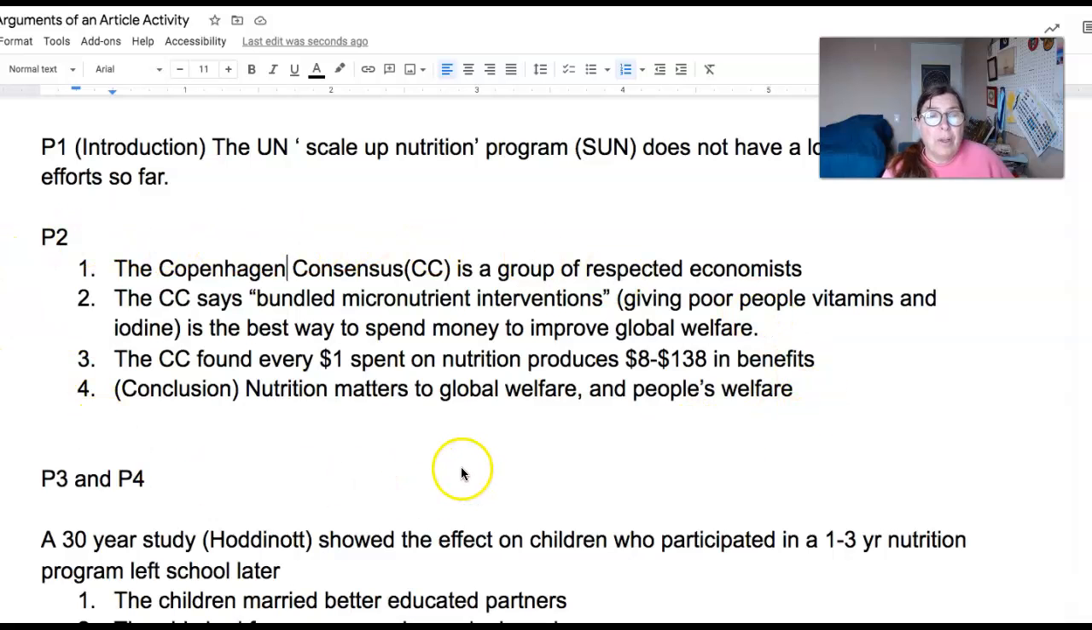First of all, P2. Is this an evidence-based or explanation-based argument? Well, it's an evidence-based argument. There's a couple of facts here. The facts came from a respected organization, the Copenhagen Consensus. So it's evidence-based. Why do I trust the facts? In this case, because I trust the economists and I trust that they trust the Copenhagen Consensus. Do the facts support the conclusion? Yes. These studies show that nutrition is important to global welfare.